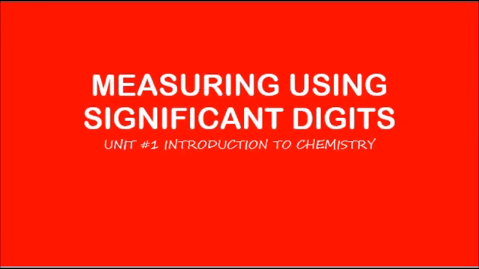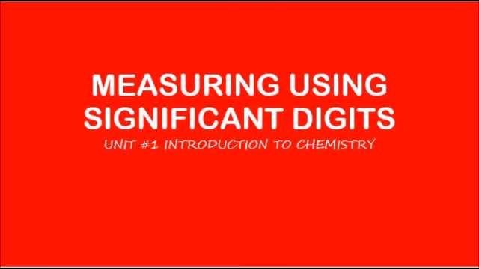So we've been looking at significant digits and how we do calculations, but we haven't talked about one critical thing, and that is, where do significant digits really come from? We said that significant digits are from measurements, but how do you actually measure while accounting for significant digits? So that's what we're going to be talking about in this video.